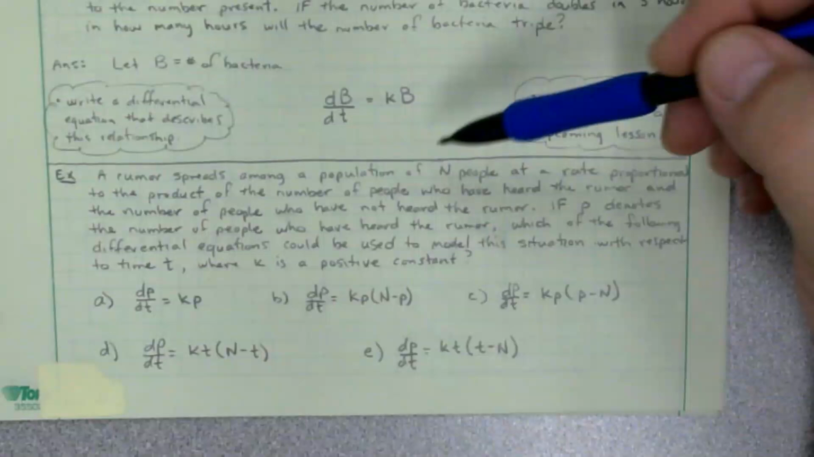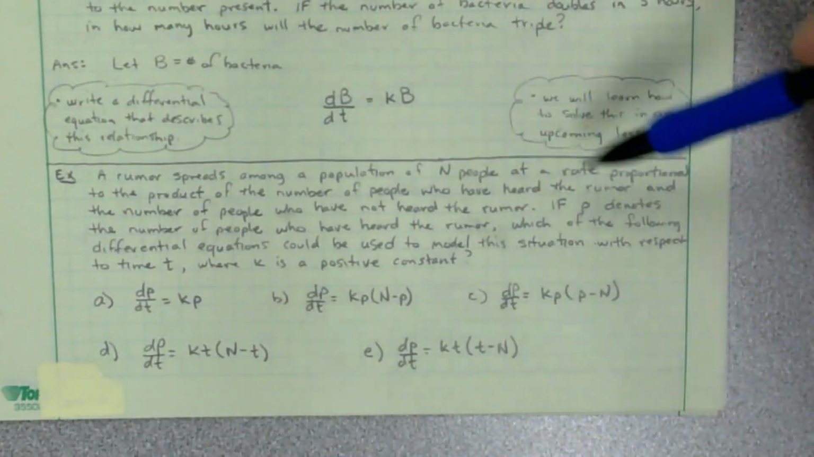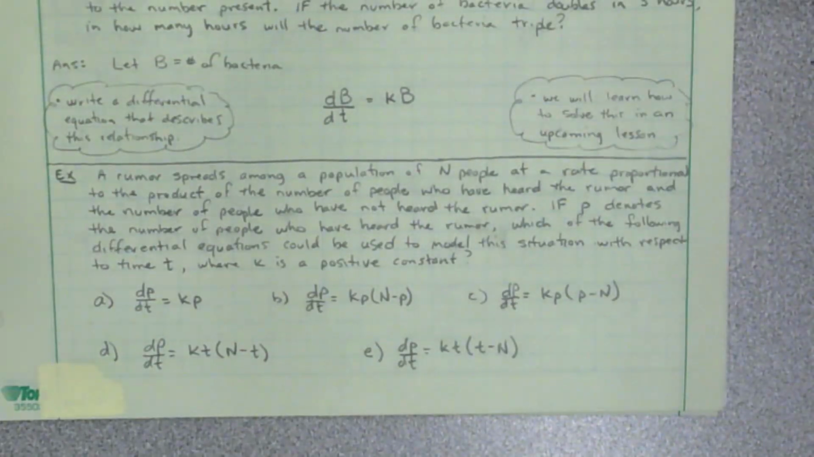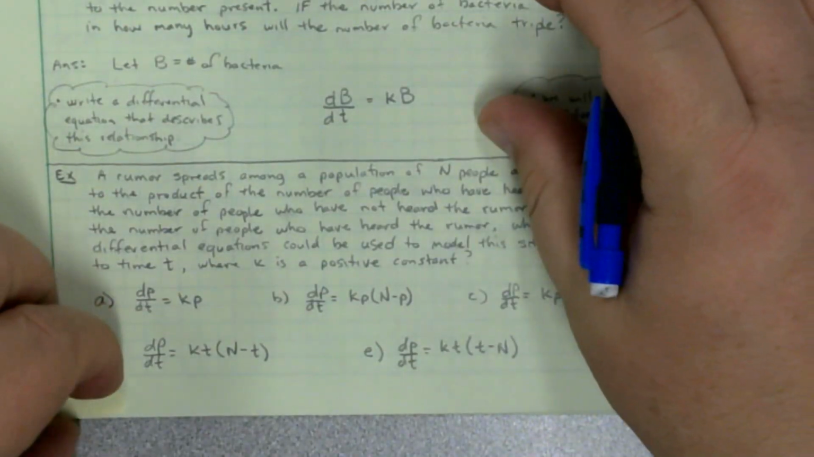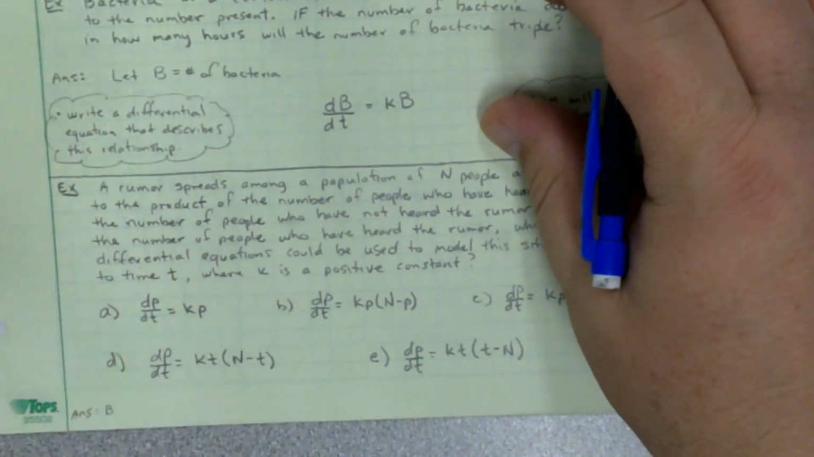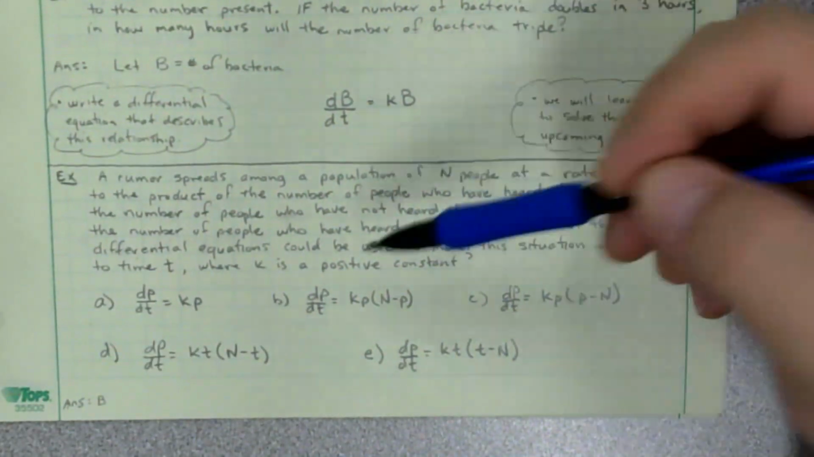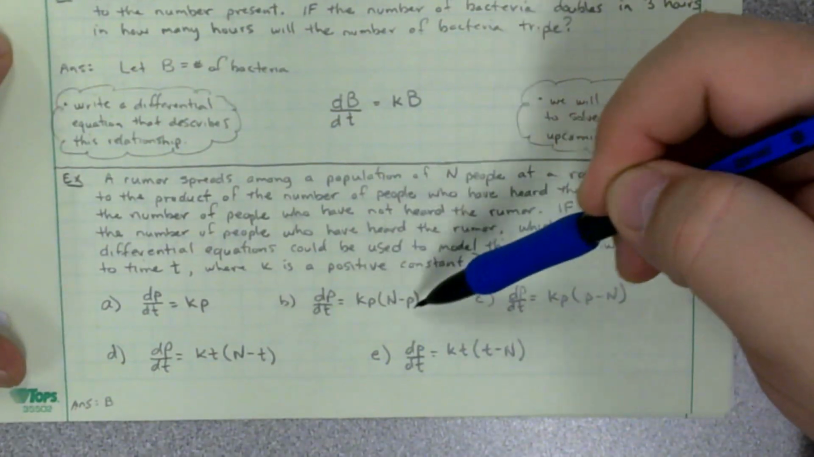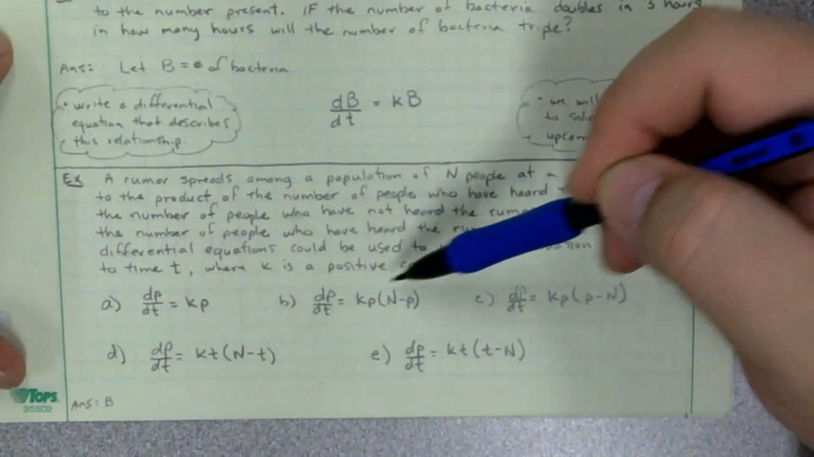This is the number of people we have. This is the number of people who have heard the rumor. So n minus p must be the people who have not heard the rumor. So we need an n minus p in our problem. And I think that gives us our answer. Let me pull off the answer choice here, and we get the answer of B. The number of people who have heard the rumor, and this is the number of people who have not heard the rumor, and that is a product of those.